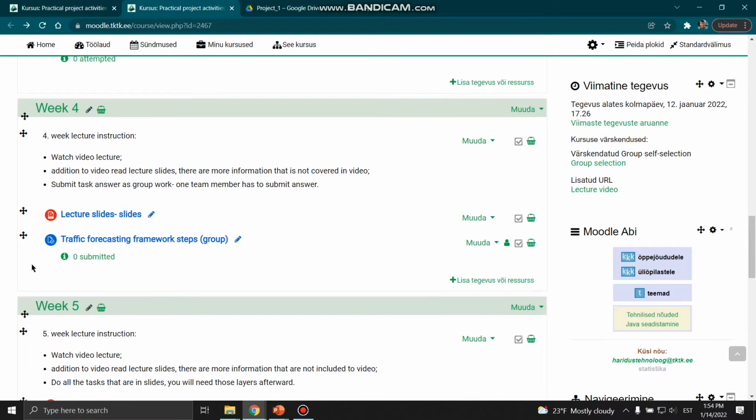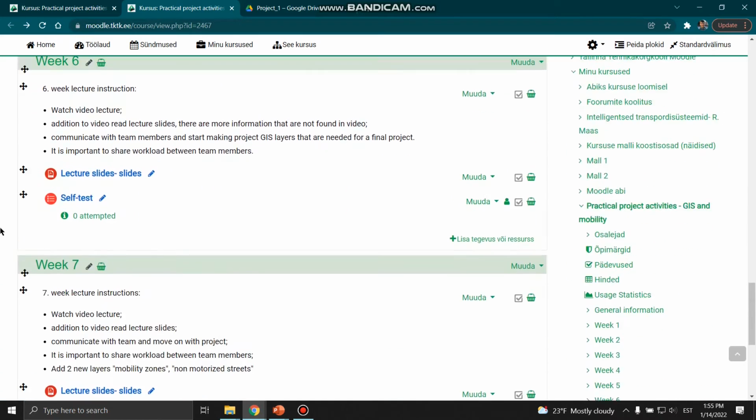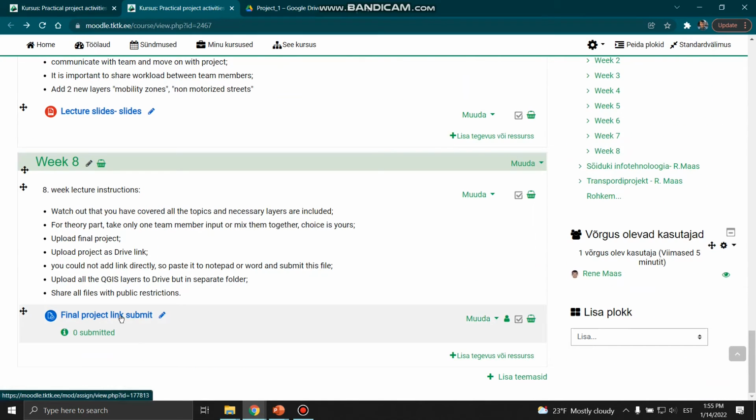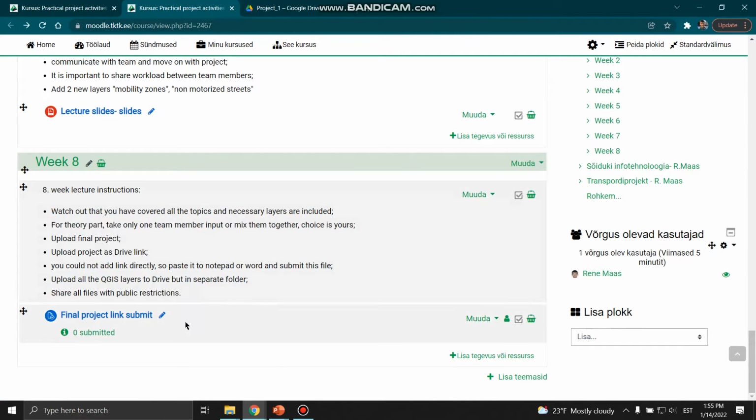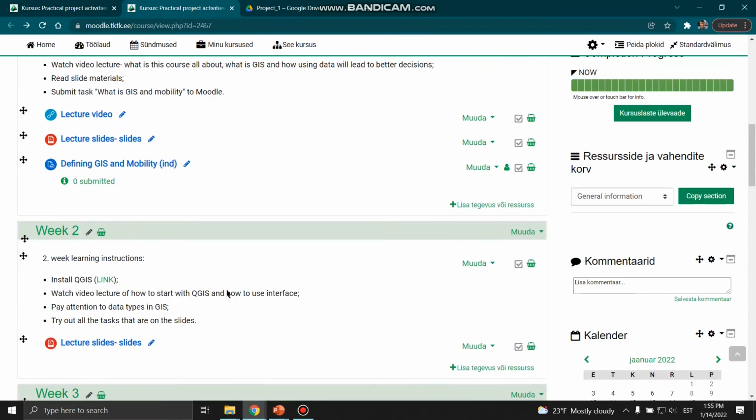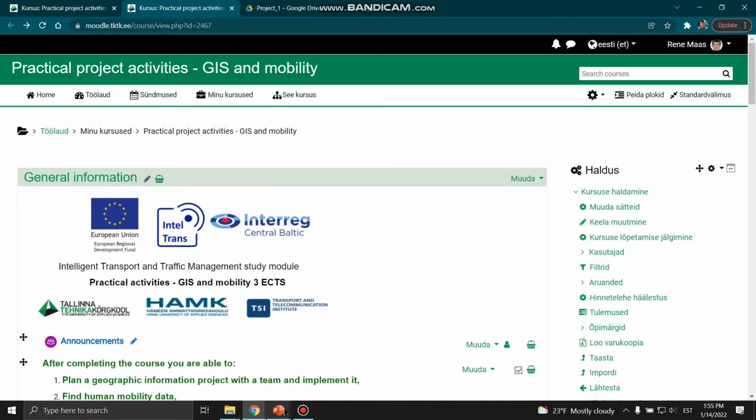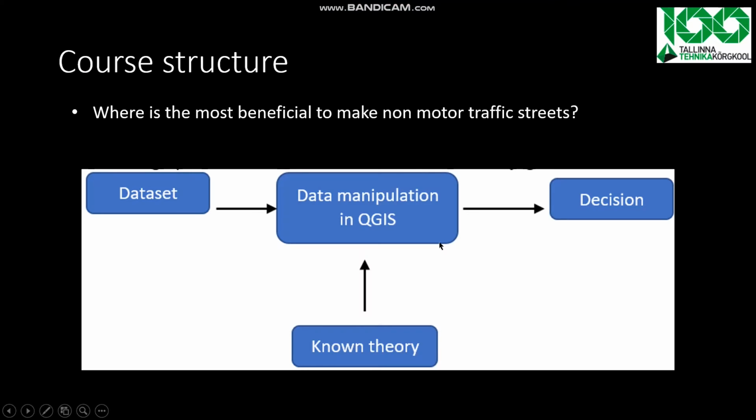You also have to submit one group work over here, and then there is a final project link submission, and you have to submit the final project link. So I want a Google Drive link in here. So this is Moodle. Let's go back to the presentation. So, course structure.